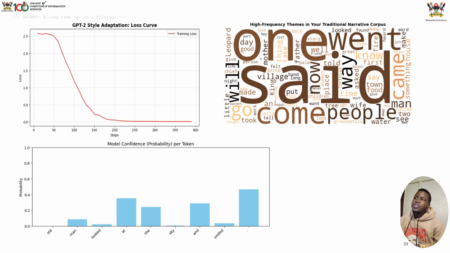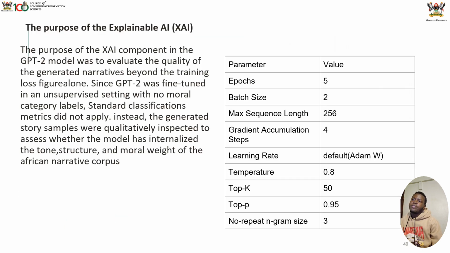During the training process, you can see the adaptation or the loss curve of the GPT-2 as it was adapting to our dataset. At first, there was a gradual decrease in the training losses in our GPT. But later, the losses started decreasing along a sharp curve, as you can see from the graph there.